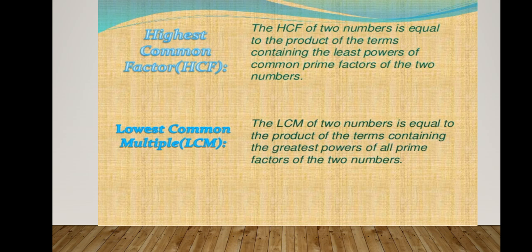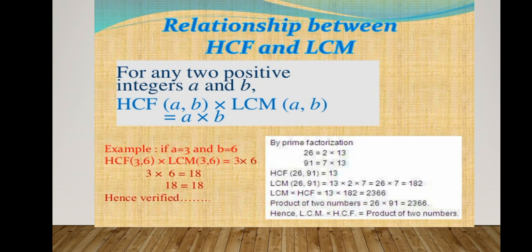of prime factors. Now, the relationship between HCF and LCM. HCF into LCM is equal to the product of the two numbers. This is an important formula. For example, if we have a equal to 3 and b equal to 6, then finding the HCF and LCM of these two numbers, we have HCF 3 and LCM 6. On multiplying, 3 into 6 is equal to 18. This is the product of the two numbers, hence verified.